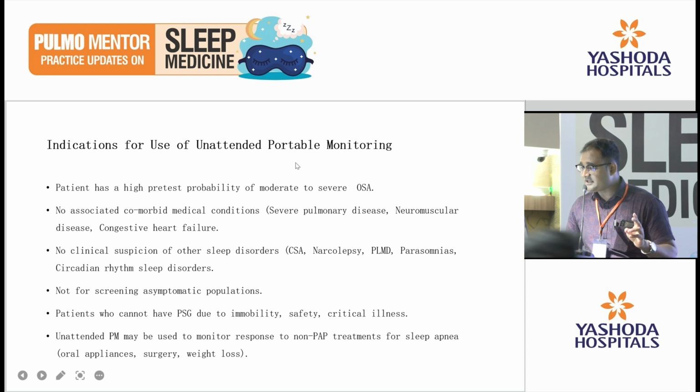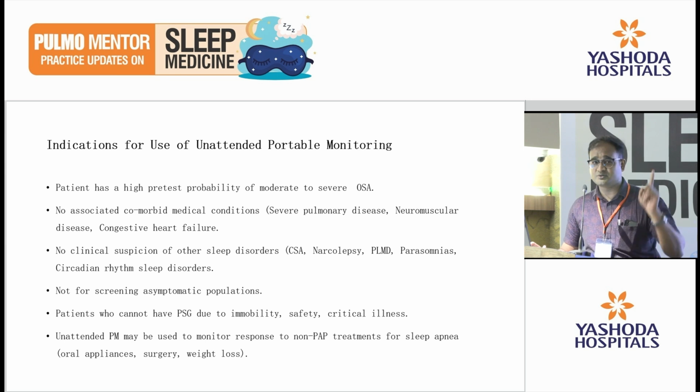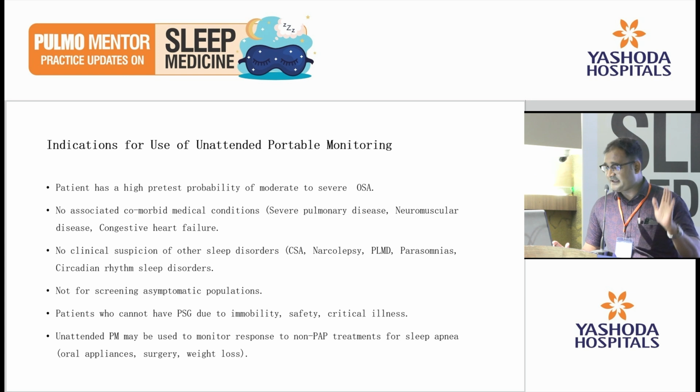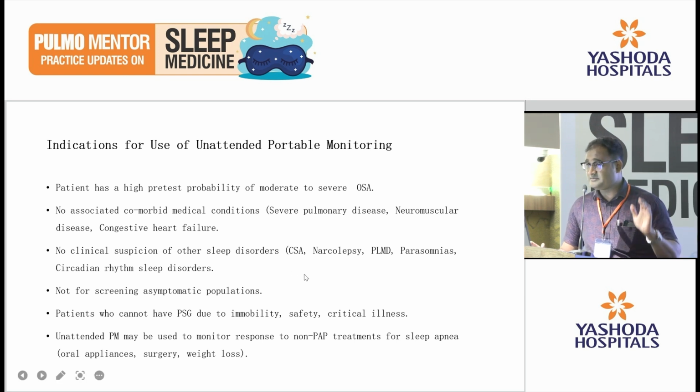Patients who have a high pre-test probability of moderate to severe OSA. No associated comorbid medical conditions like severe pulmonary disease, neuromuscular disease, congestive heart failure should be there. No clinical suspicion of other sleep disorders like central sleep apnea, narcolepsy, PLMD, parasomnia, circadian rhythm movement disorder should be there. It is not for screening of the asymptomatic population.